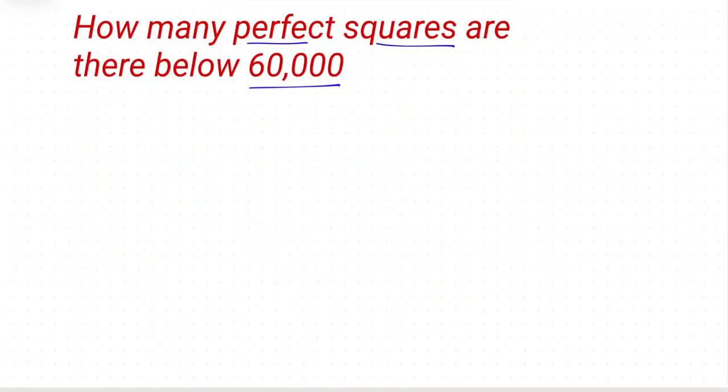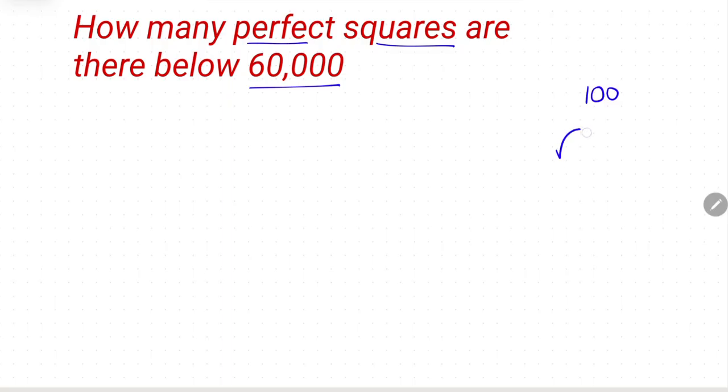So in this problem, we have to find the number of perfect squares up to 60,000. Here we can go by an example. Let us take 100. The number of perfect squares up to 100: till 100, how many perfect squares are there?